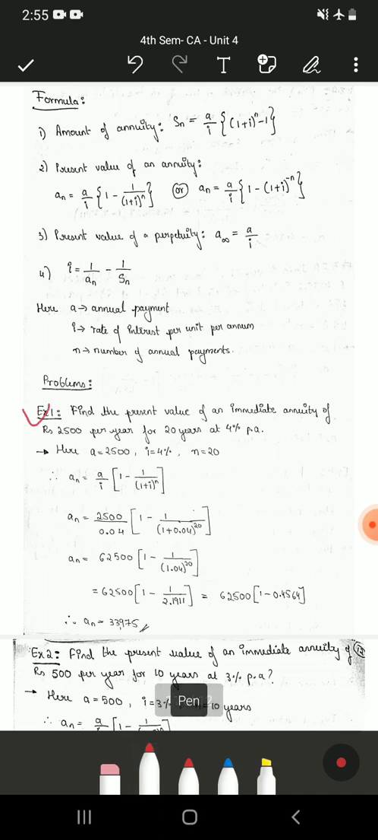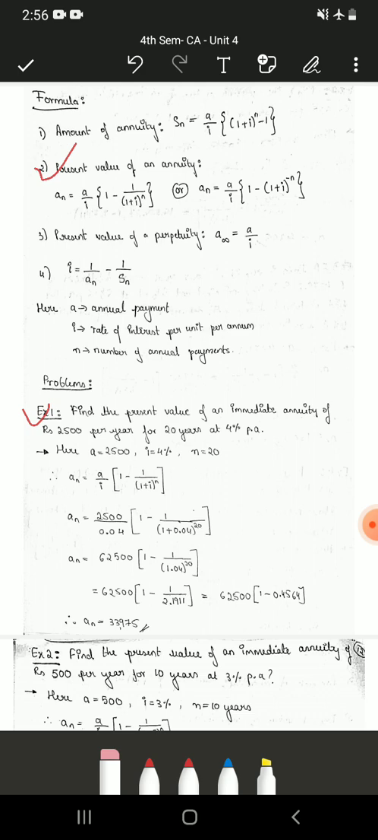The first problem is: find the present value of an immediate annuity of rupees 2500 per year for 20 years at 4% per annum. So in this question they have asked for the present value. The formula for present value is An equals A by i into 1 minus 1 by (1 plus i) whole raised to n. So in this question An is asked.